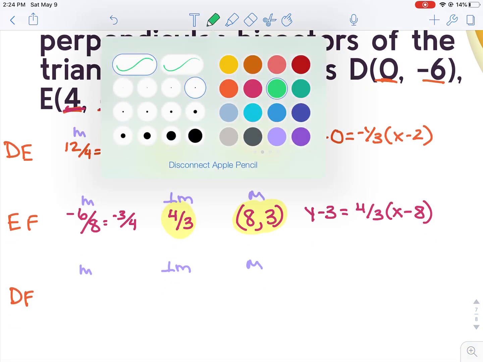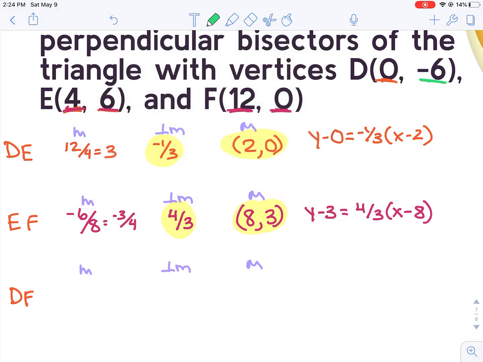Lastly, solving for the side DF, my y value is going up 6. My x value is going up 12. So that is 1/2. The perpendicular slope then is negative 2. The midpoint between those, halfway between 0 and 12, is 6. Halfway between negative 6 and 0 is negative 3. I'm using my perpendicular slope and my midpoint to write an equation. So I'll get y plus 3 equals negative 2 times x minus 6.